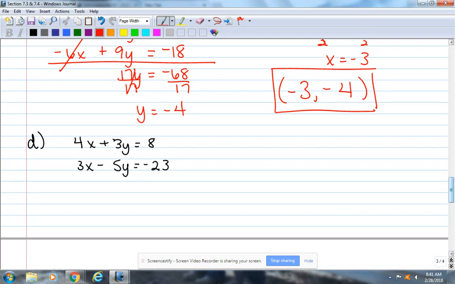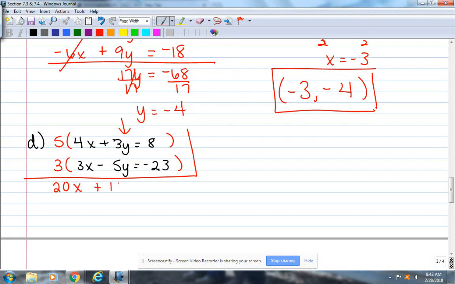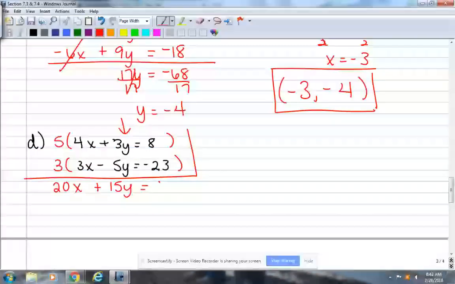So what do I need to multiply the top row by? 5. And what do I need to multiply the bottom row by? 3. And since they're already opposite signs on the y's, I'm not going to multiply by a negative. Okay? You only multiply by a negative if they have the same signs, and you need to make one negative. So I'm going to multiply my top row by 5, and that will get me 20x plus 15y equals 40.